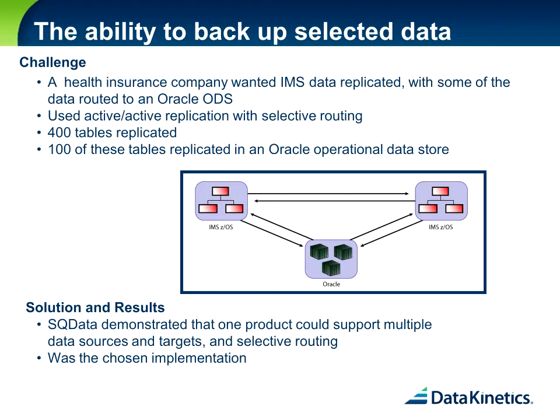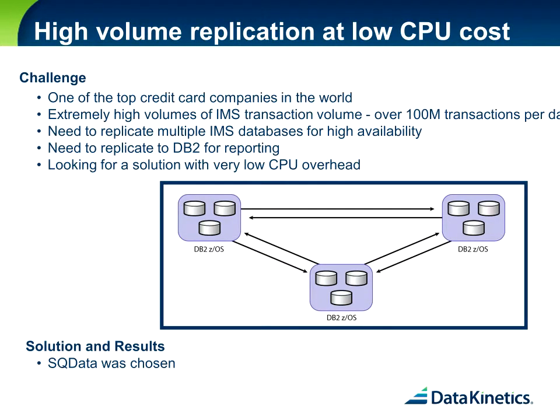So what they did, there were 400 tables to be replicated, and of those 100 would be replicated to the Oracle operational data store. So solution, again, SQData showed that it could do this high availability replication process between the IMS systems. We've already discussed that, but it was also able to selectively migrate any changes for those 100 tables to the Oracle operational data store, and as a result of being able to show this was the chosen implementation. So high volume replication.